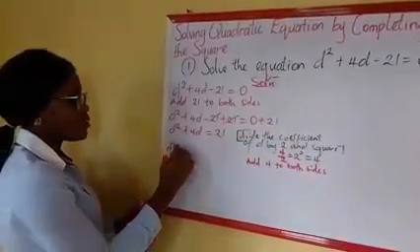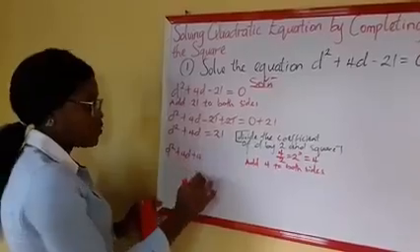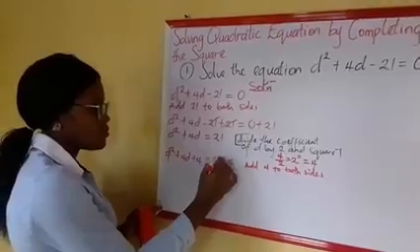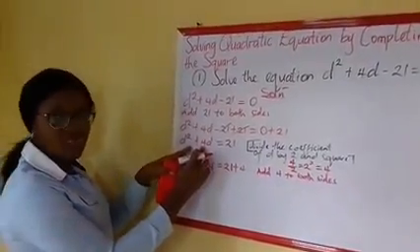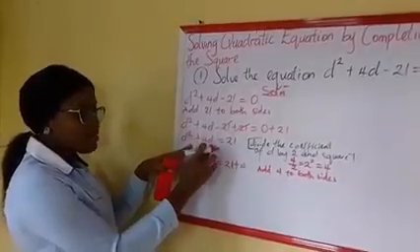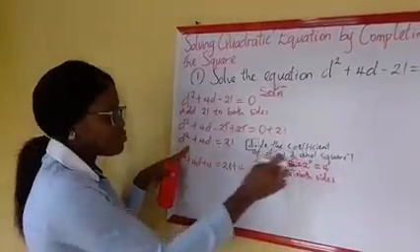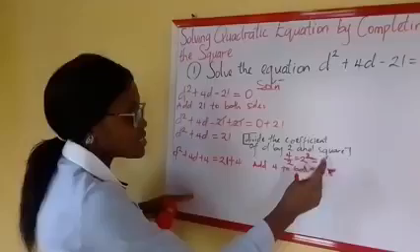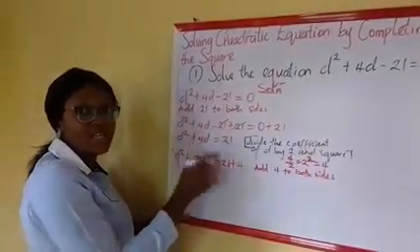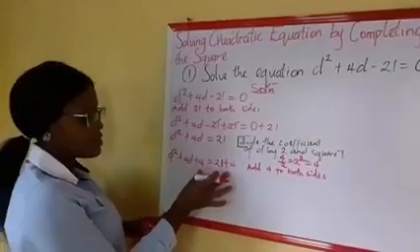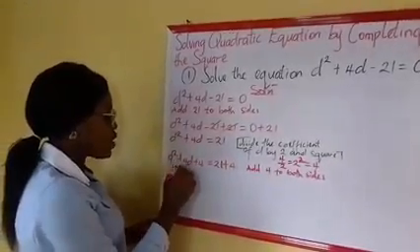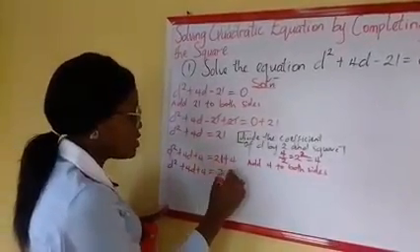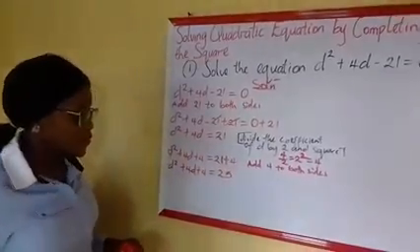So you have d squared plus 4d plus 4 is equal to 21 plus 4. Don't get confused. Remember, when you get to this point, you find the half of the coefficient of d, that is dividing it by 2. When you divide it by 2, you square the answer you got. When you square the answer, you add it back to both sides to balance the equation. Now we have d squared plus 4d plus 4 is equal to 21 plus 4, which will give us 25. Look at it very well.